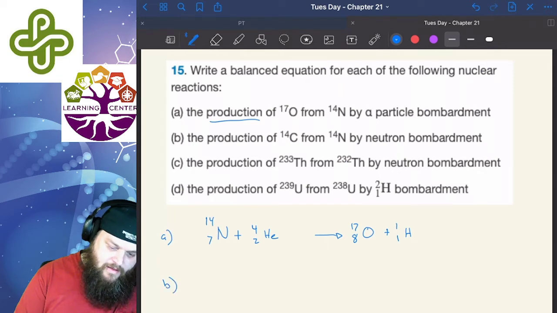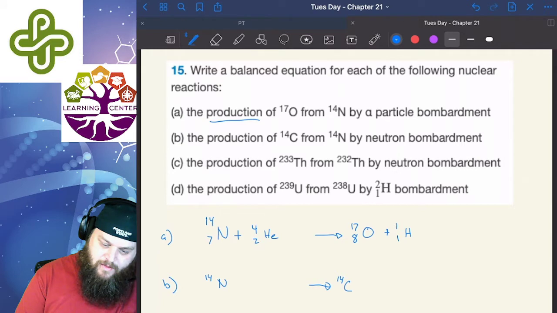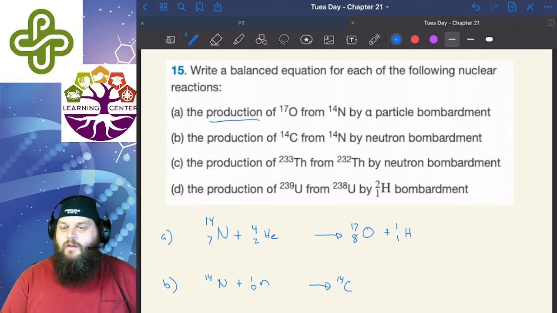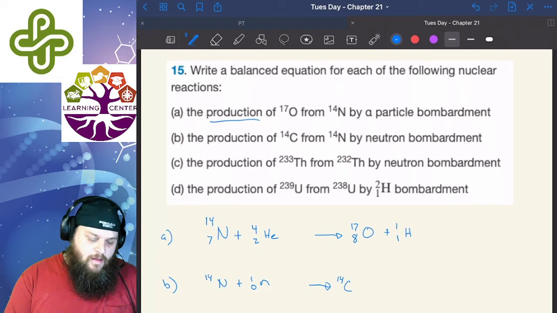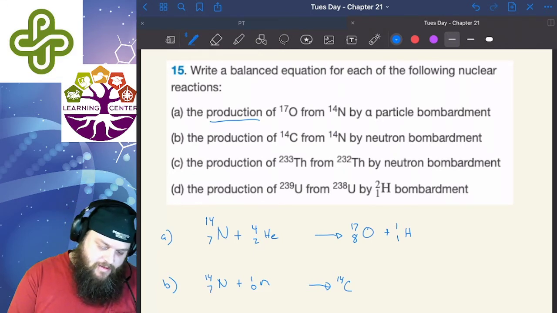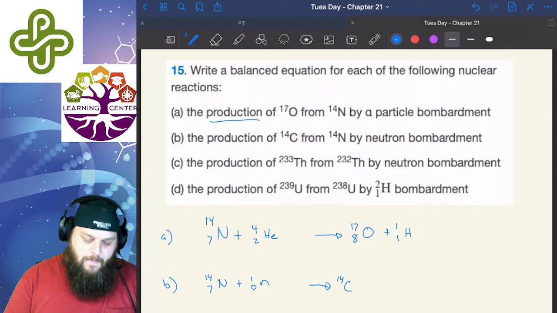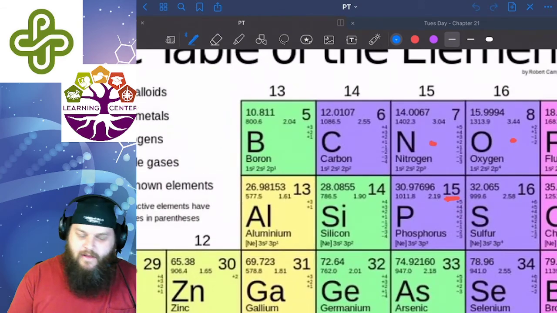Part B is the production of carbon 14 by nitrogen 14 by neutron bombardment. Now, a neutron bombardment would be this, adding a neutron to the reactant side. We're bombarding that nitrogen with neutrons. And nitrogen, of course, is element 7 on the periodic table, and carbon is element 6. And if you ever had doubt, jump back over to your periodic table and take a look at them.